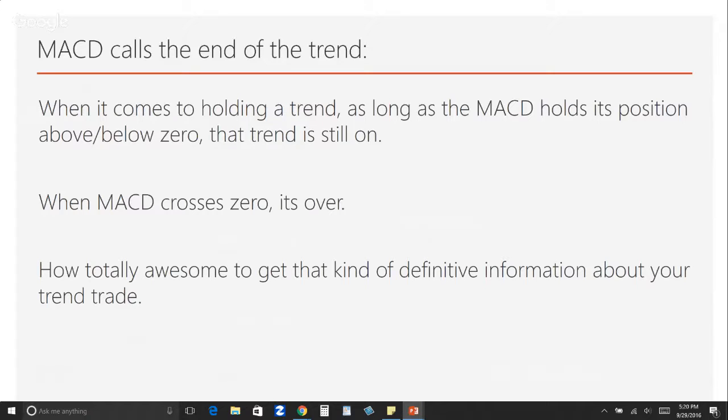So the MACD is going to help you call the end of the trend. When it comes to holding a trend, as long as the MACD holds its position above zero for an uptrend or below zero for a downtrend, that trend is still on. When the MACD crosses zero, you can call it done. You can take your profit and call it a day, call it a trend. So how totally awesome to get that kind of definitive information about your trend trade.